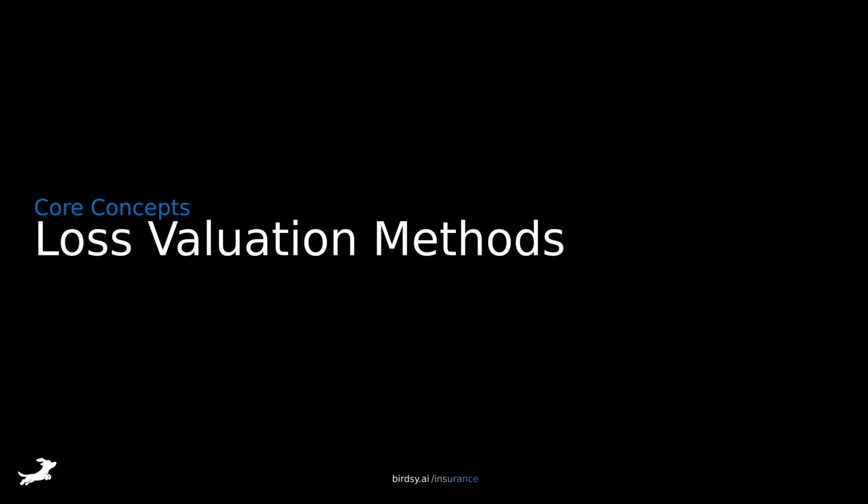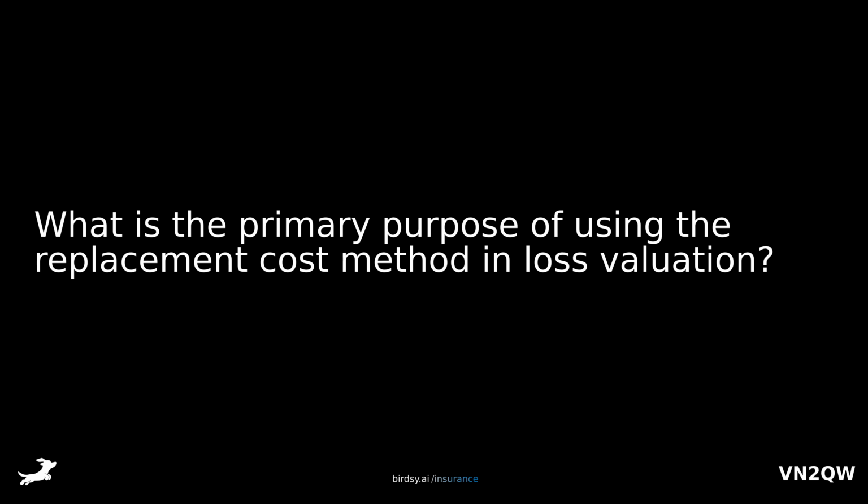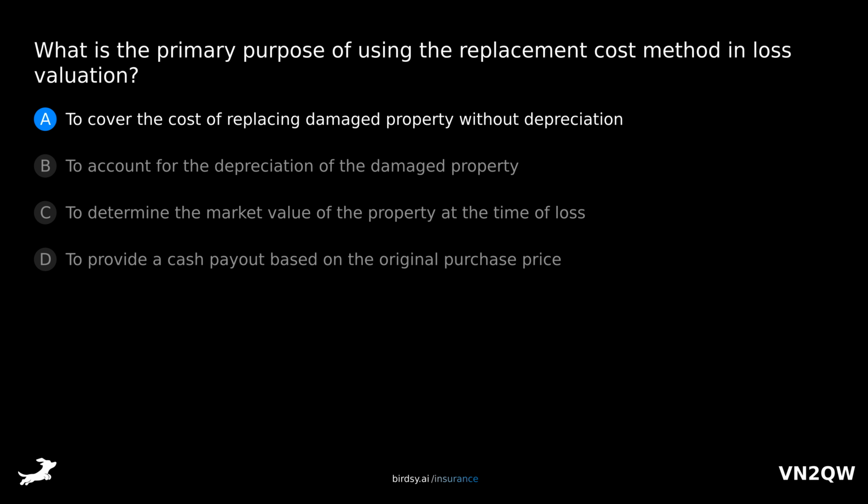Loss valuation methods. What is the primary purpose of using the replacement cost method in loss valuation? Is it A, to cover the cost of replacing damaged property without depreciation? B, to account for the depreciation of the damaged property? C, to determine the market value of the property at the time of loss? Or D, to provide a cash payout based on the original purchase price?